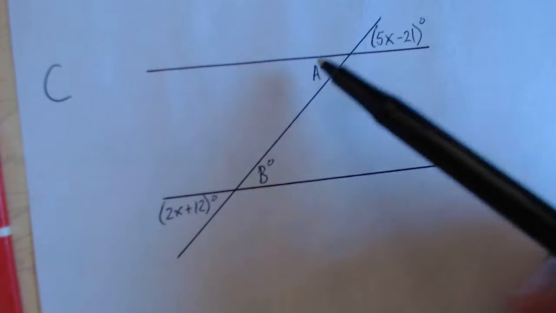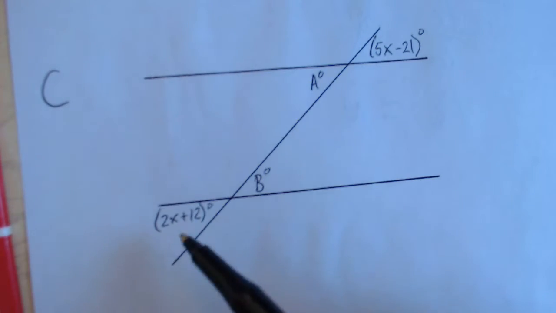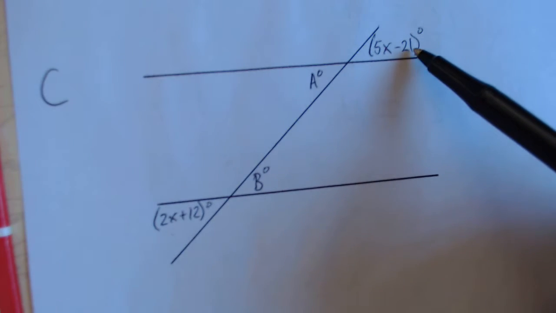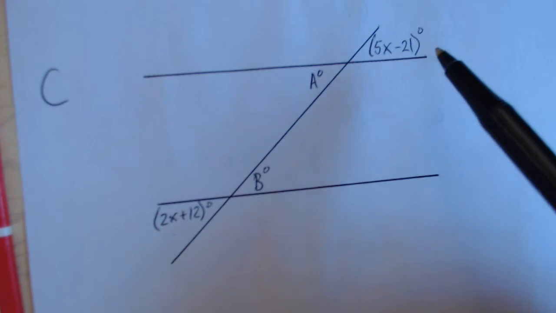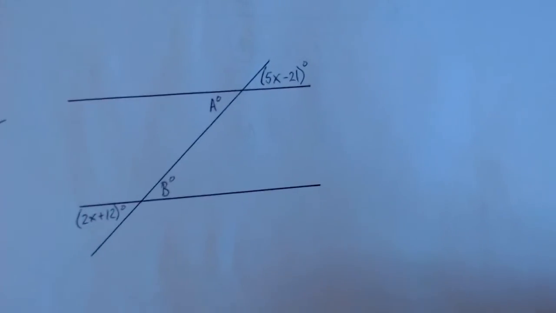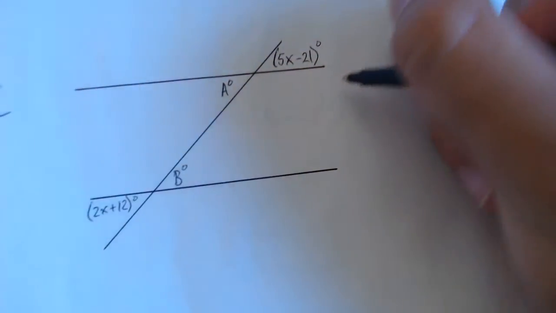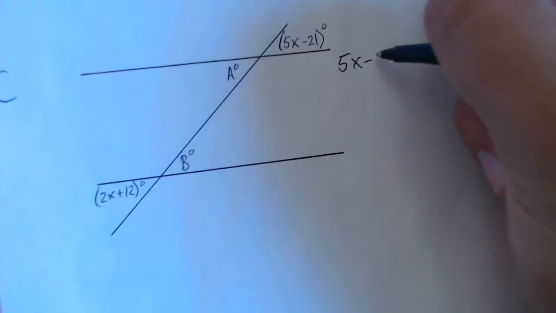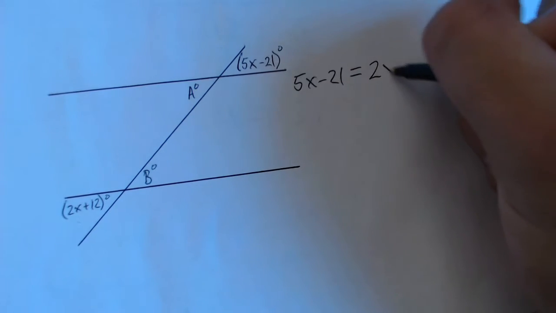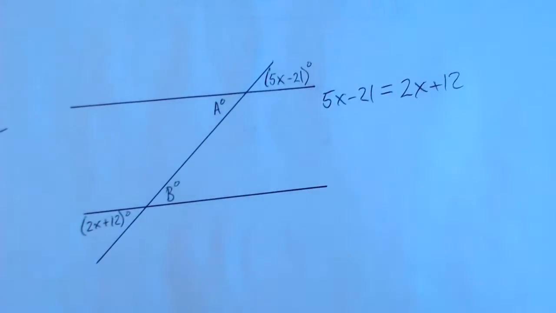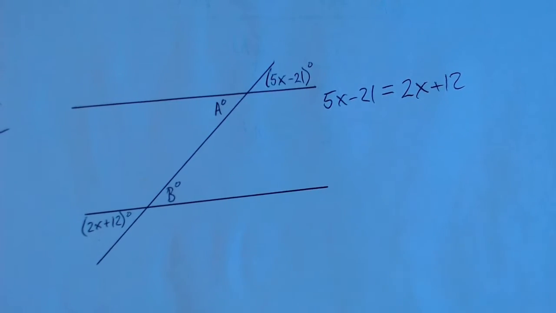A and b are alternate interior angles, so they're equal to each other. That makes this and this corresponding angles. So 2x plus 12 degrees is going to be equal to 5x minus 21. We're going to write that as an equation off to the side. So we got 5x minus 21 is equal to 2x plus 12. Now, once we solve that equation, we can figure out what x is.